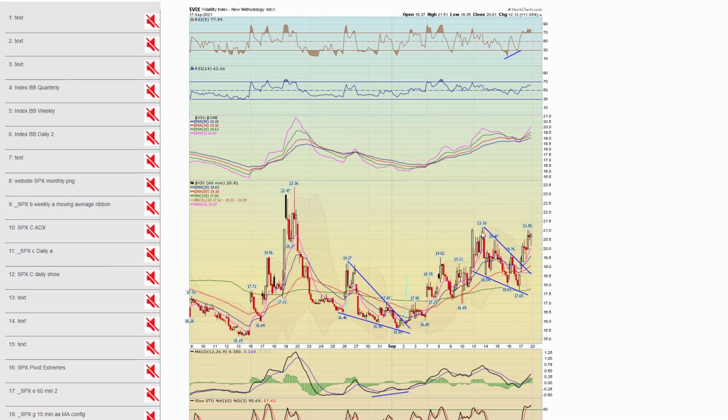Here's a 60-minute view of the VIX. One thing we were showing last week was this falling wedge in the VIX. We showed that on Thursday, and lo and behold, that gave you a good sell signal for Friday, which played out.